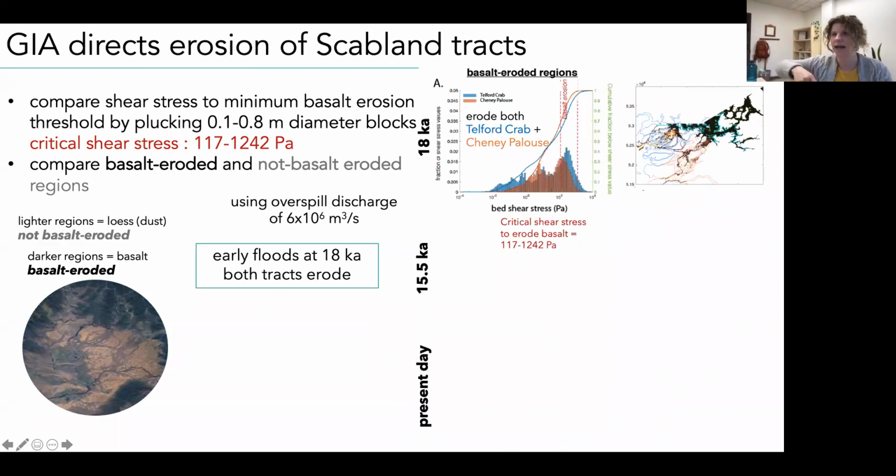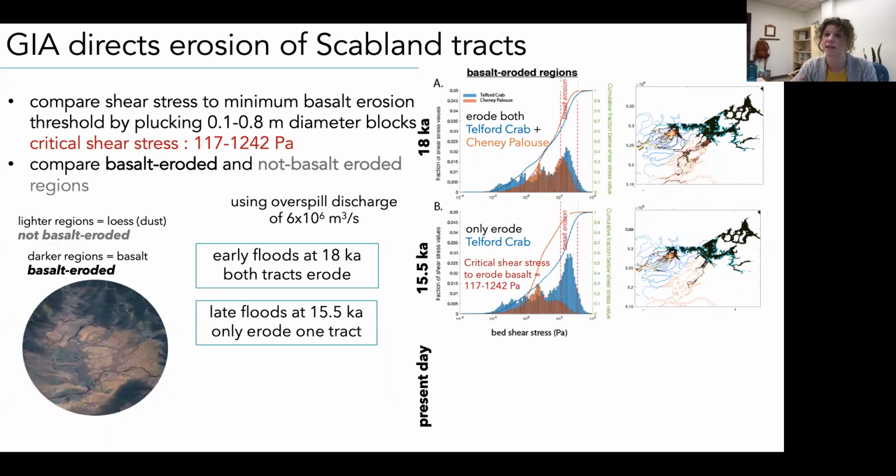Okay, and this dashed line shows the minimum threshold to erode basalt. At 18,000 years ago, we can see that the height of the distribution of shear stresses is within that basalt erosion threshold for both Telford crab and Cheney Palouse. So we would predict erosion at 18,000 years ago, whereas at 15.5 thousand years ago, that peak for the blue is within the erosion threshold for basalt, but not for the orange. So we'd only predict to erode Telford crab.